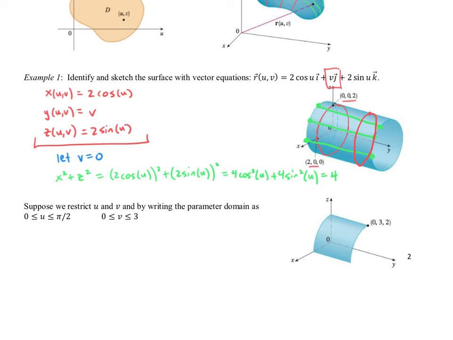I also talk about the second part where what if we were to restrict our u and v values? So what if we were to let u be from 0 to pi over 2 and v was from 0 to 3? Well, that's going to restrict the values of x, y, and z that we would get in our parametric equation. And we would end up getting a little section of this particular cylinder. So if we were to go back up to the large picture here, we would be focusing on this little section right here based on the restriction of the domain.